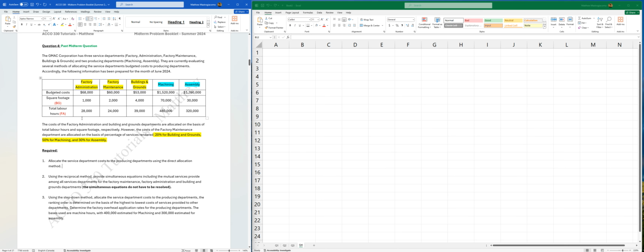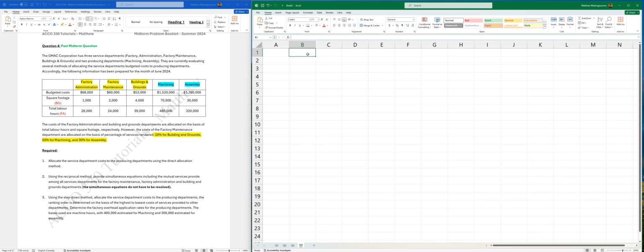So let's read the required now and figure out what we're doing here, what boards we basically have to make. Do we just need the proportion matrix? Do I need the cost board? What do I actually have to do? Do I have to do both? Most likely I have to do both. So, required: allocate the service department cost to the producing departments using the direct allocation method. So guys, we're doing the direct method.